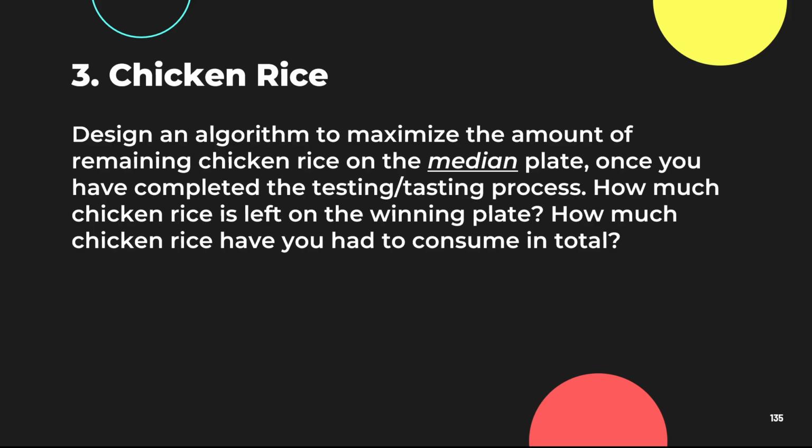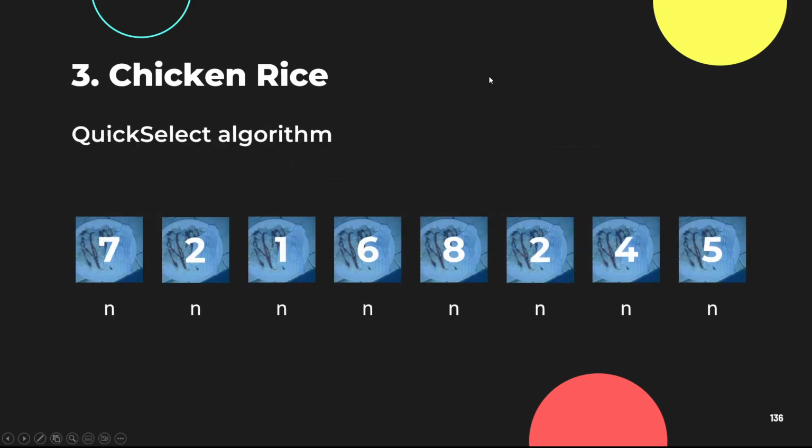Okay, so let's proceed with Kathleen's solution first. For example, here I have a quick select algorithm. I have these chicken rice plates that are numbered now: 7, 2, 1, 6, 8, 2, 4. Assuming that I know the ranks, because otherwise I just switch and no one will know what it is. Suppose I know the answers here, but as a judge I don't, so I will take one and compare it with the remaining ones.